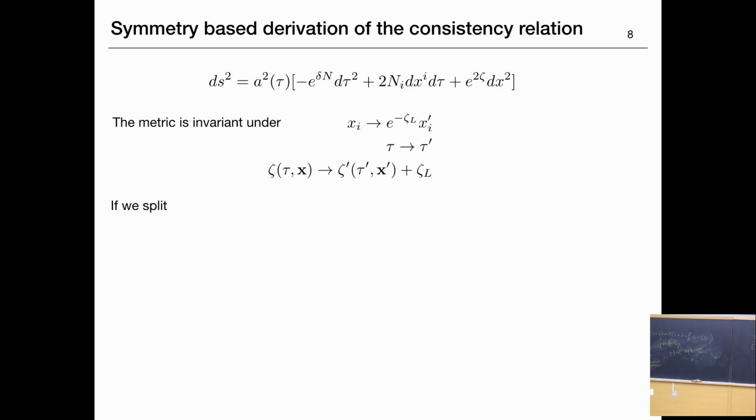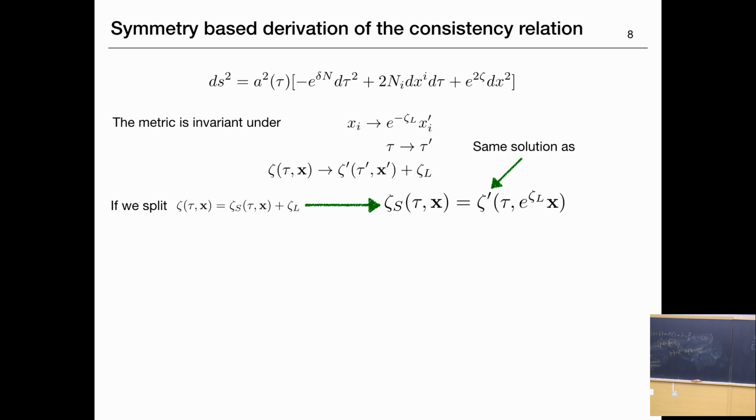Then we can always split the curvature perturbations into their two contributions, the short and long wavelength parts. Once we did this, we know that the short part is related to the zeta prime part, which is a solution of the full equation of motion.